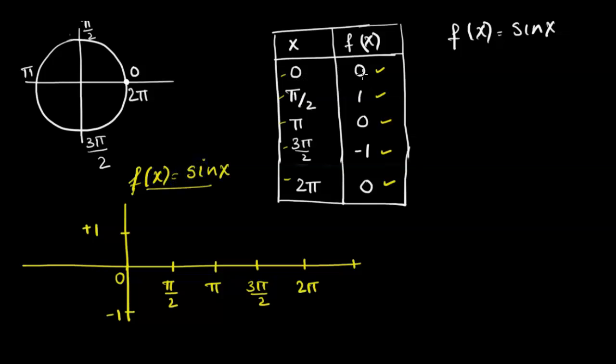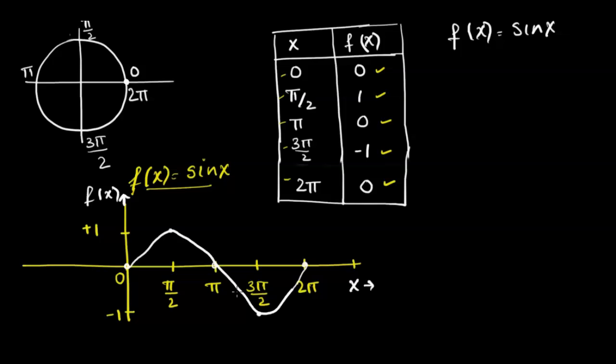When x is 0, f(x) is 0. This axis is the f(x) axis, this axis is the x axis. So the first point is here. When x is pi by 2, f(x) is +1. When x is pi, f(x) is 0. When x is 3 pi by 2, f(x) is -1. When x is 2 pi, f(x) is 0 again. When we connect the points, this is how the graph looks for a sine function.